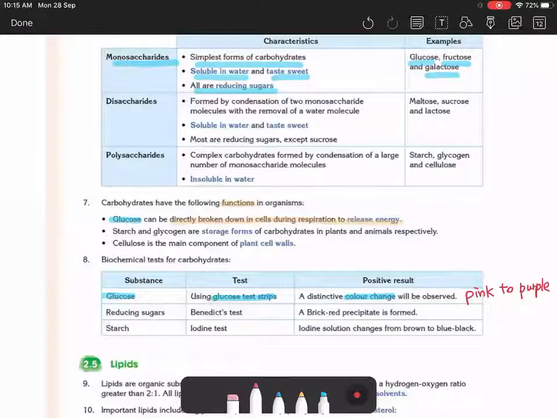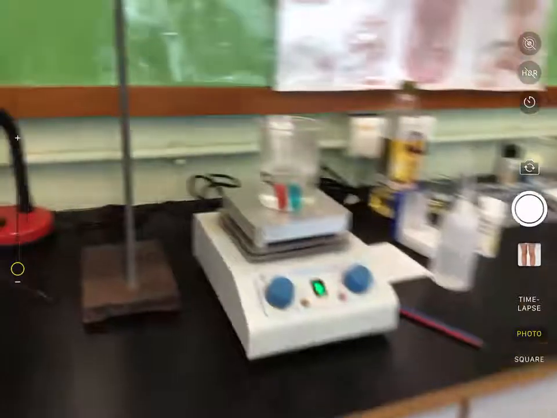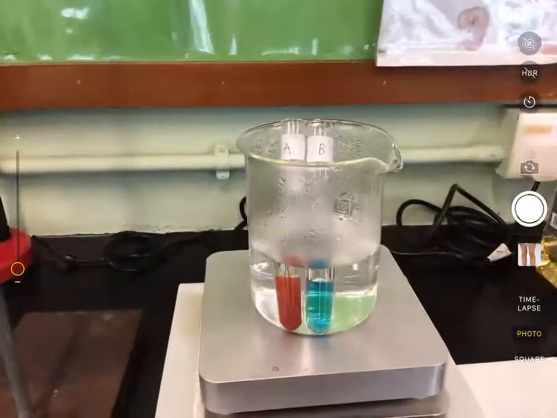And then we also carry out the test for reducing sugar. The test is called Benedict's test. We use Benedict solutions, and then the book said we need to wait for 5 minutes. Now, 5 minutes should have passed. Can you see? Great difference. I take them out.